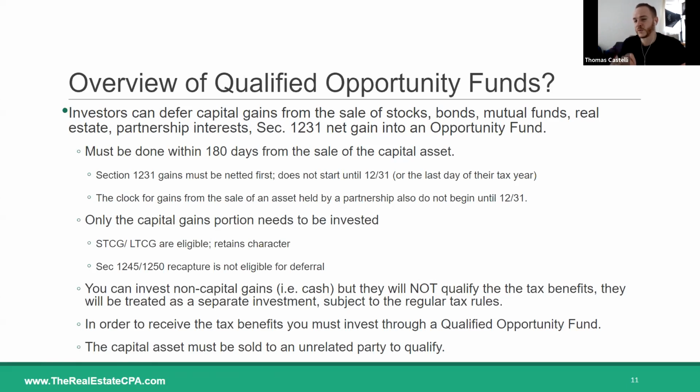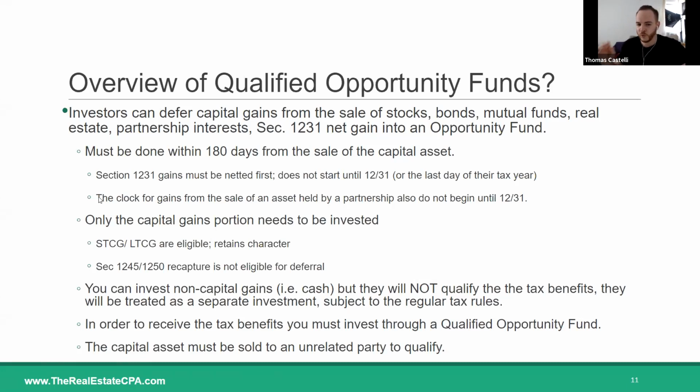The main difference between an opportunity fund and a 1031 exchange to realize is that you only have to invest the capital gains. You do not have to invest the principal. So if you have a capital gain of, let's say, $50,000, but you invested $100,000, you can take that $100,000 back of principal at your initial investment and use it for whatever you want. It really doesn't matter. All you have to do is invest the capital gain.